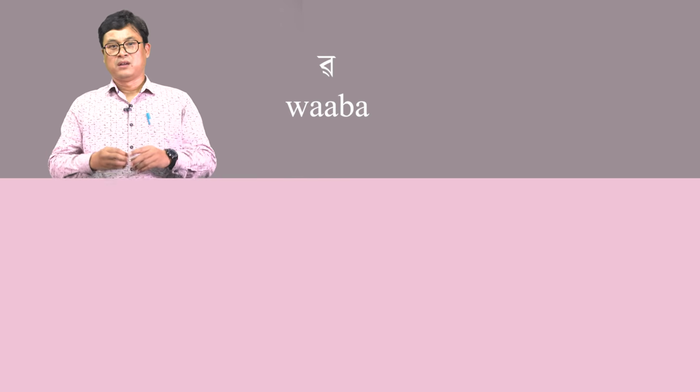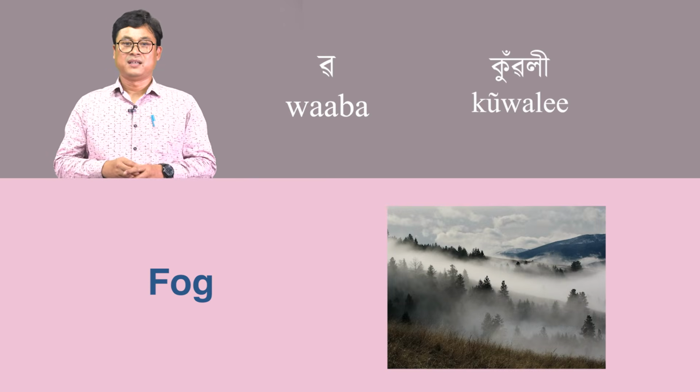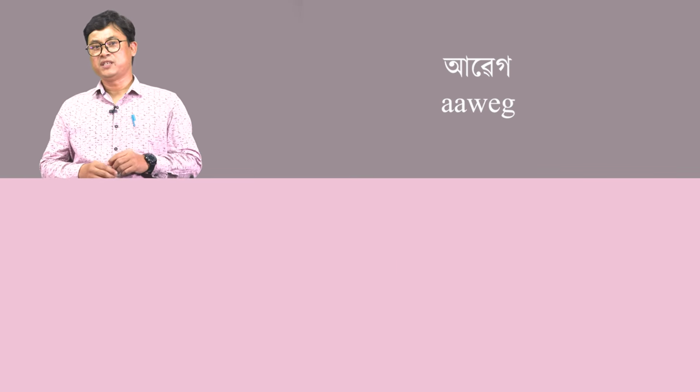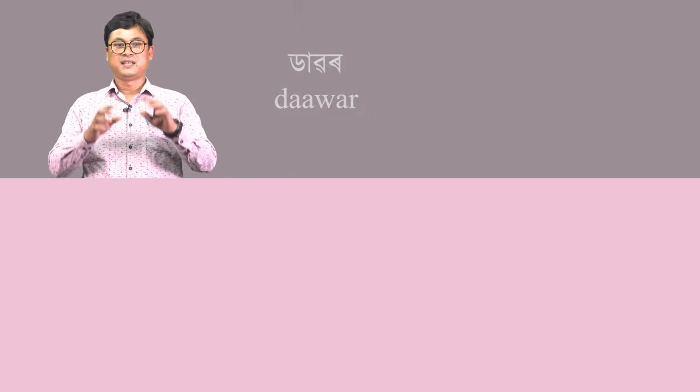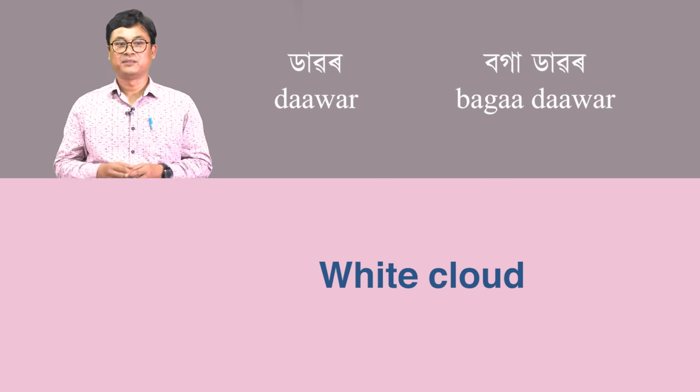Wabo, bo for kuoli, which means fog. Daur means cloud, and abek, which means emotion. Let's make one phrase using the word daur. Boga daur, which means white cloud.